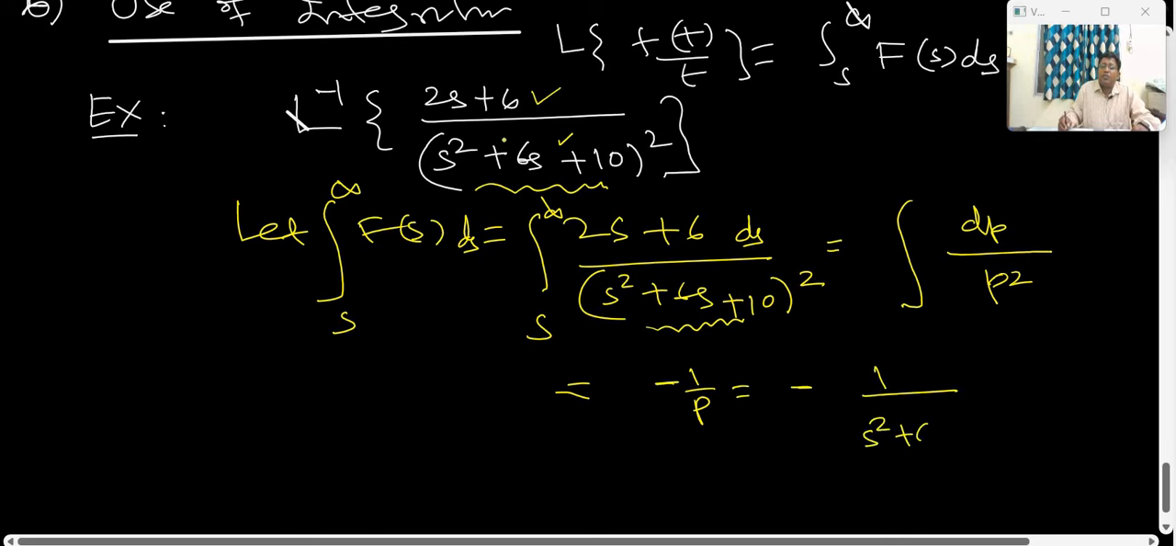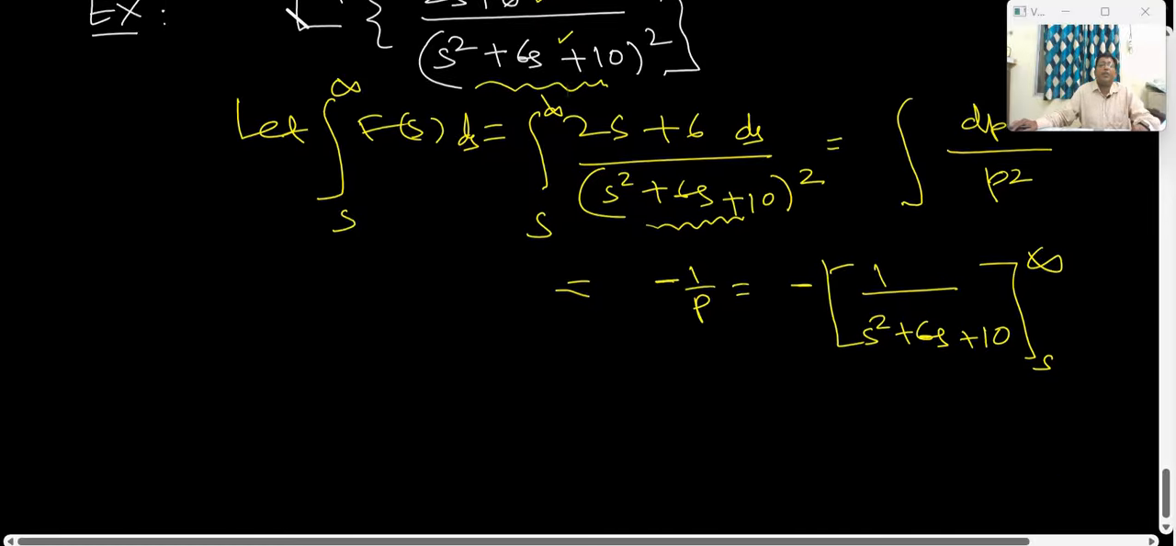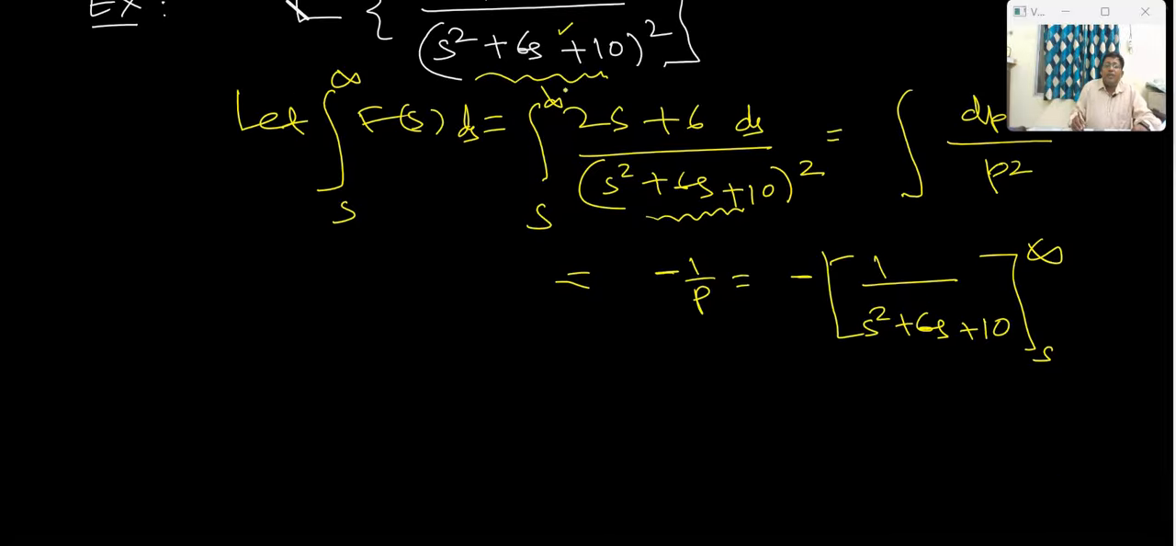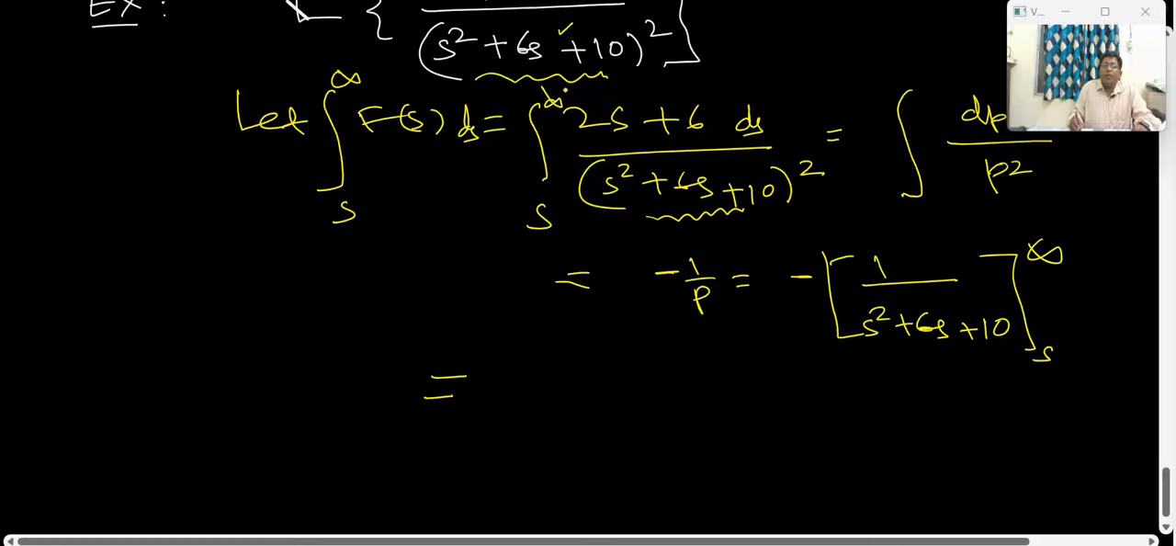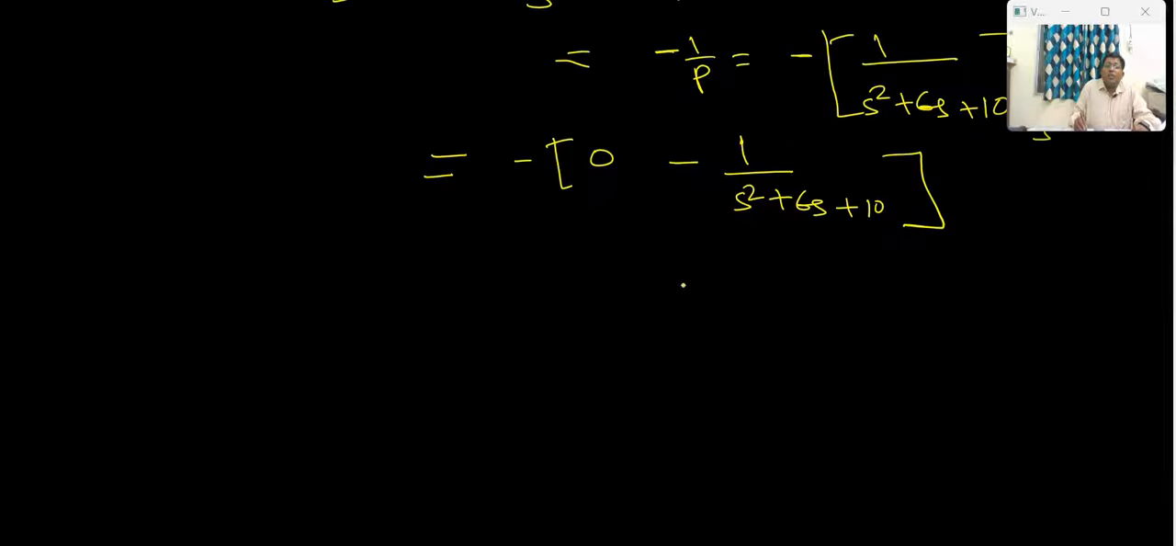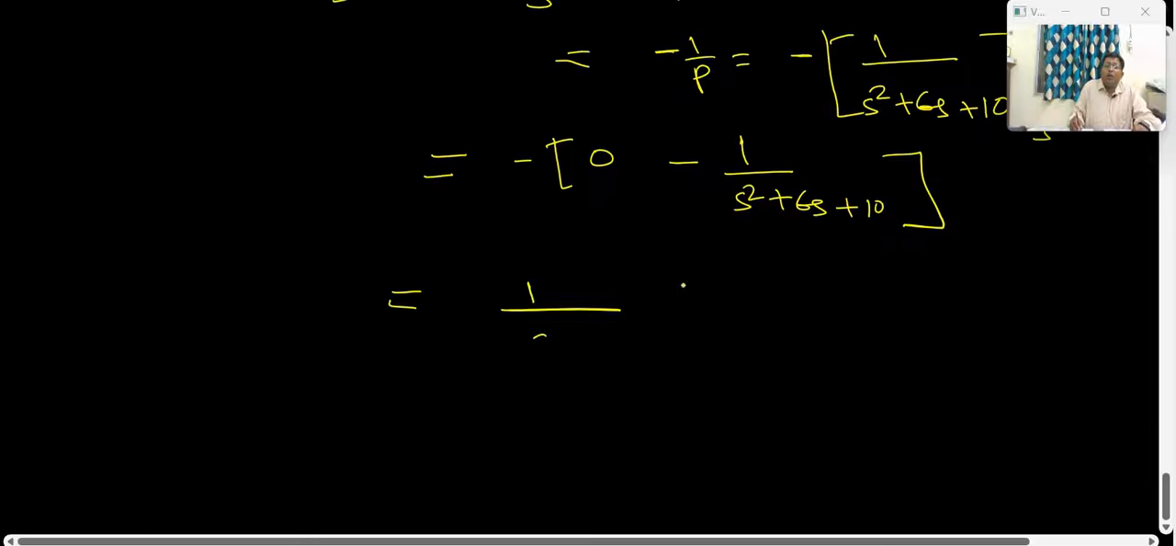s square plus 6s plus 10, from s to infinity, right? From s to infinity, the integral is intact here. So that is equal to, if we put infinity, it is 0. If we put s, it remains the same, s square plus 6s plus 10. Clear? So that is equal to 1 by s square plus 6s plus 10.